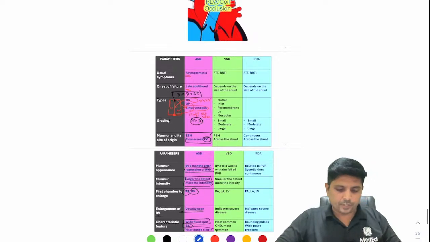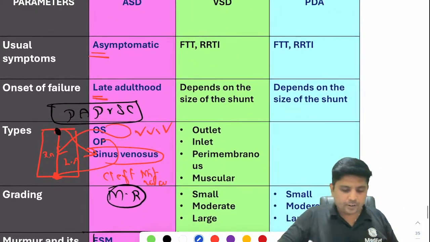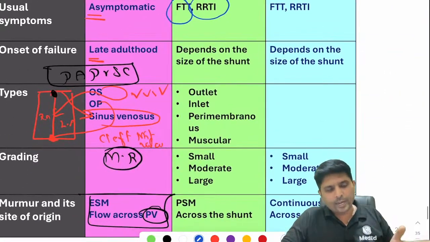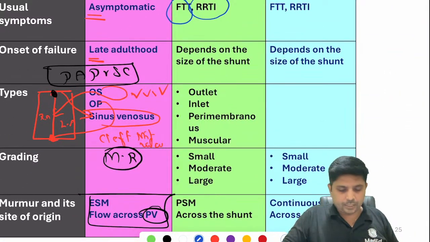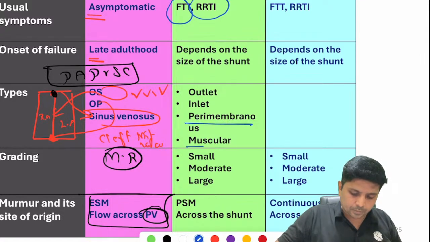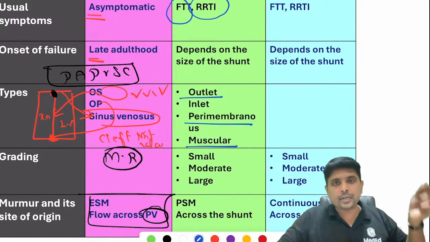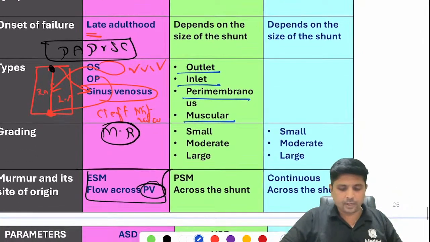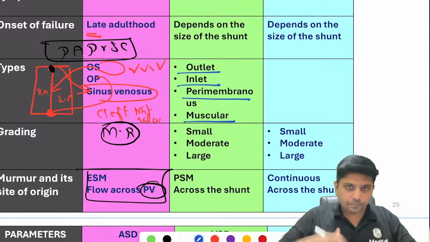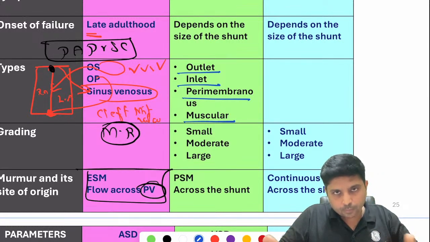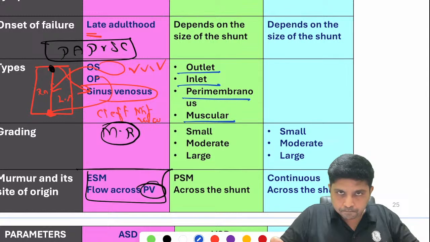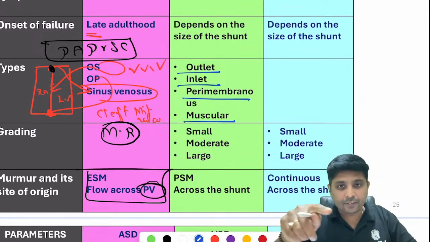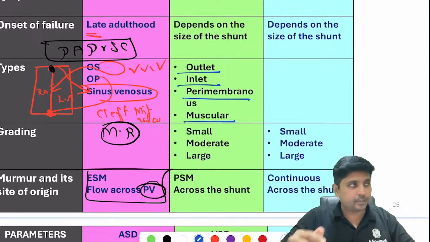So let us revise VSD. VSD is often associated with failure to thrive and recurrent respiratory tract infection. Why? Because it can largely be perimembranous or muscular, which closes spontaneously. Outlet is just below the aortic valve, inlet just below the tricuspid valve. They are more prone for aortic regurgitation and tricuspid regurgitation if it is allowed to close spontaneously.